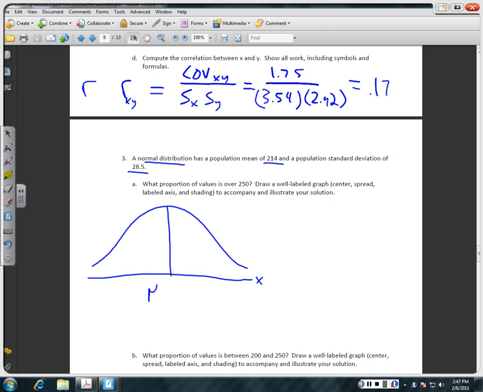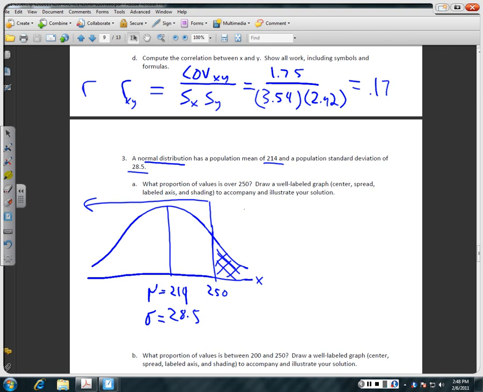The mean was 214. The standard deviation was 28.5. And we want to know the probability that we're over 250. So remember that the whole area under the curve is 1, and using the cumulative table, we can find the z-value here and calculate the probability from there down, from 250 down. Of course, 1 minus that will be the area in the table.